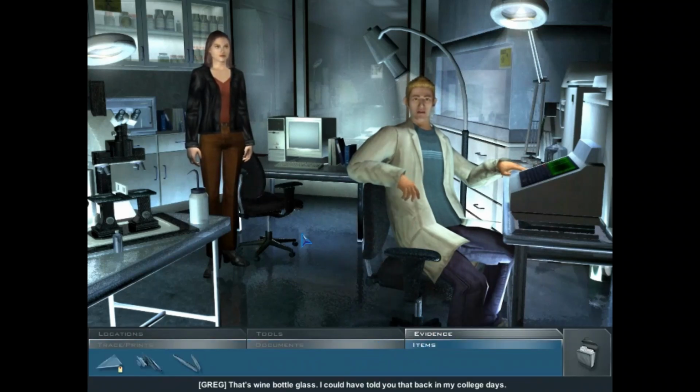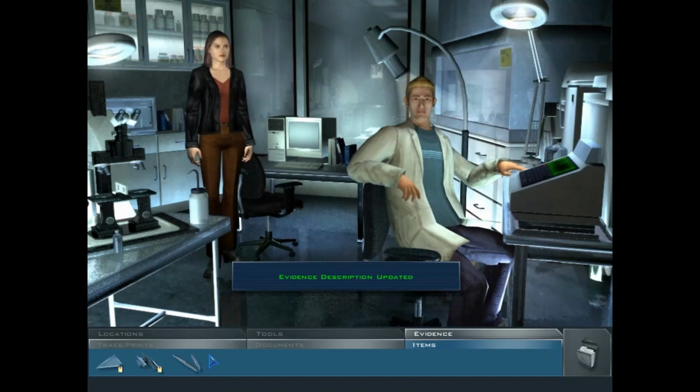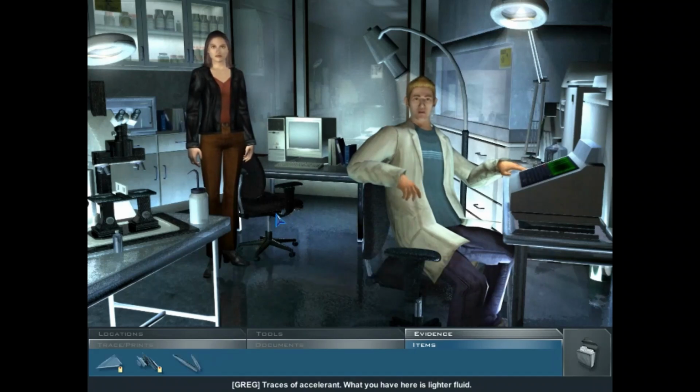That's wine bottle glass. I could have told you that back in my college days. What I couldn't have told you is the chemical composition's very similar to glass used in bottle factories, South American bottle factories. And I found traces of an accelerant from the fuel oil #1 family to boot. Traces of accelerant. What you have here is lighter fluid.